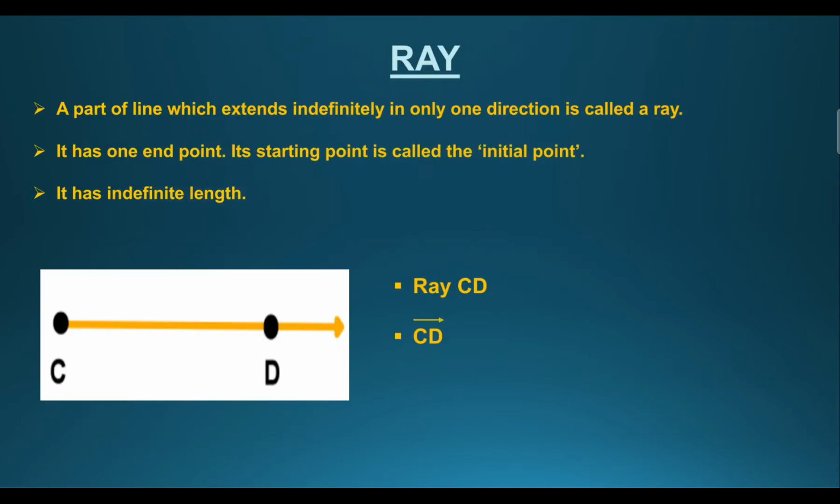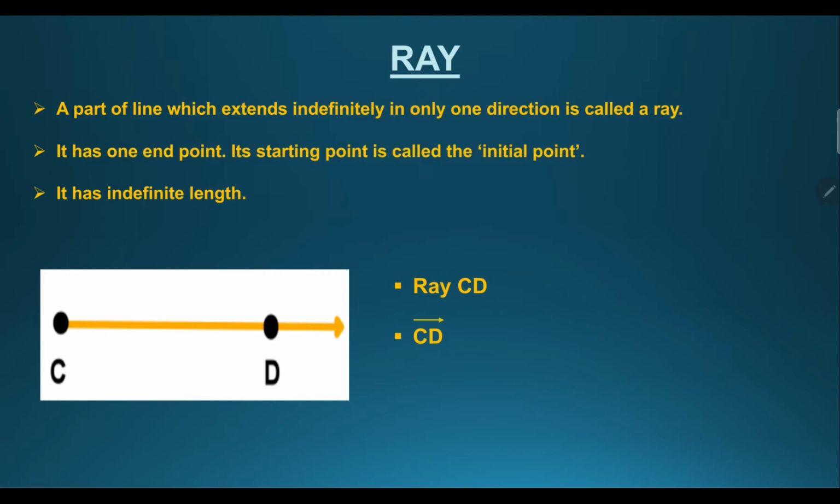The next concept is ray. You must have seen sun rays, light from the tube light, light from the torch. These are the part of line which extends indefinitely in one direction. Any part of the line which extends indefinitely in one direction only. It is not extendable in both the direction. It is extendable in one direction only. That is known as ray.